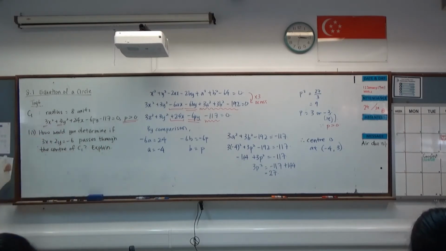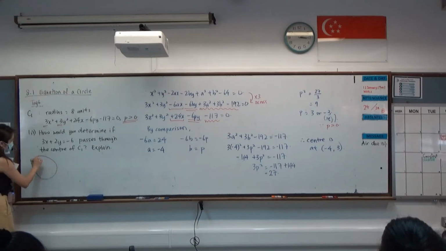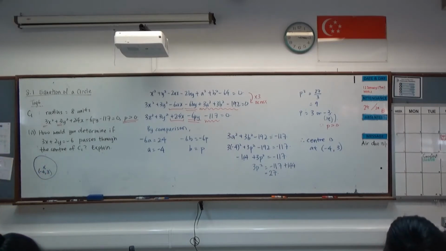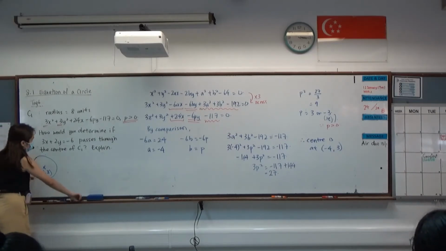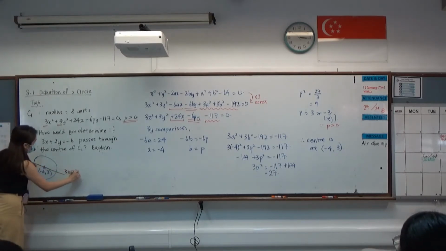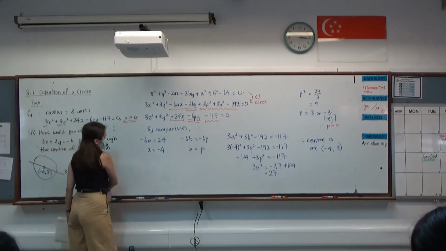Okay, in part 2 it asks how would you determine whether a line passes through the center of C1. That would mean that given a certain circle, and now that we know that the center has the coordinates negative 4, 3, how will we know whether a line, let's say this one here, will pass through that point or not? What is a way that we can determine this?